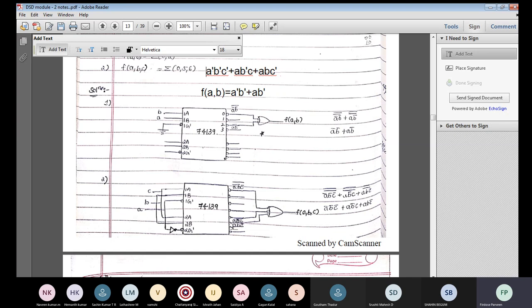That is, this complete bar I should remove. What I will do is put a bubble. Since it is plus, I will take an OR gate, with De Morgan's theorem. It will get removed. So the double bar cancels, and we get the same expression as given here. Understood?